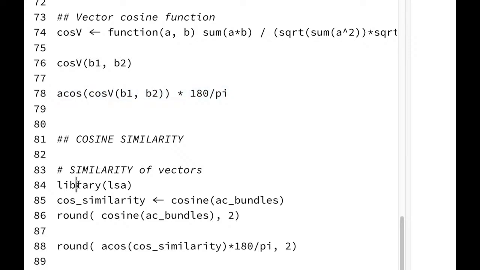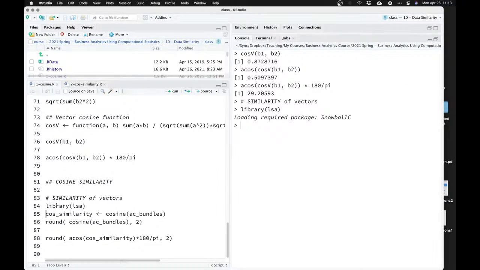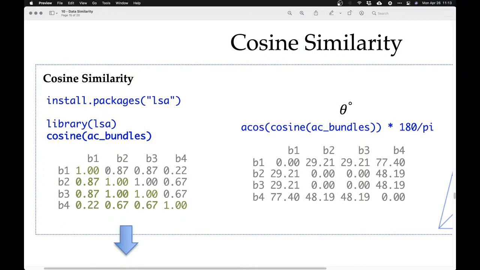I'm going to use a library called LSA. You have to install it first: install.packages LSA. It comes with a really handy dandy cosine function, which can take an entire matrix and compute the cosine between all the different columns of the matrix.